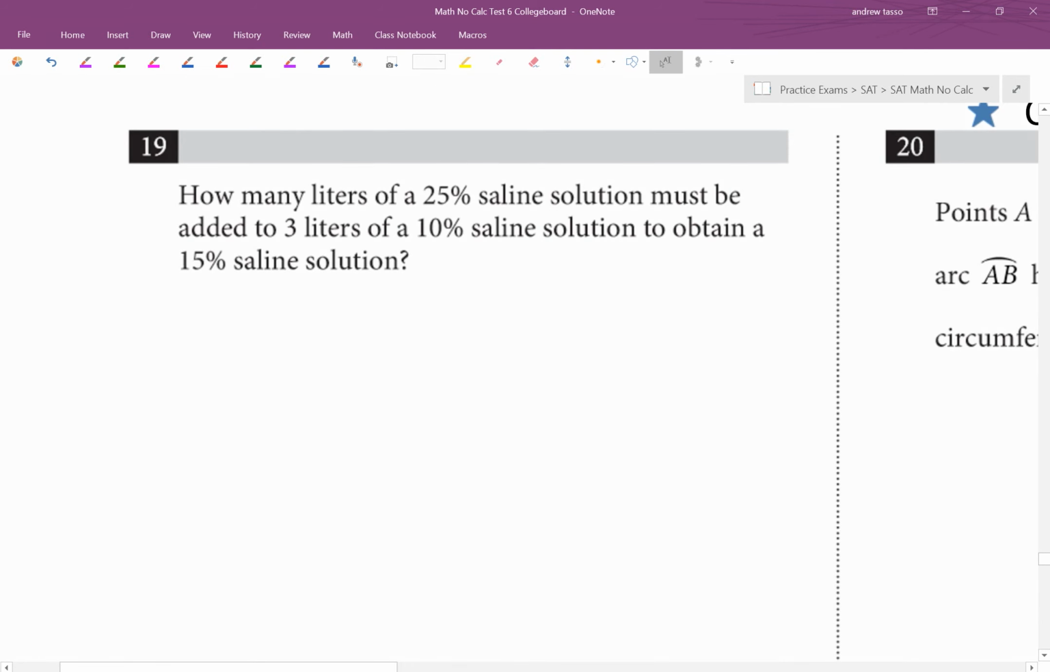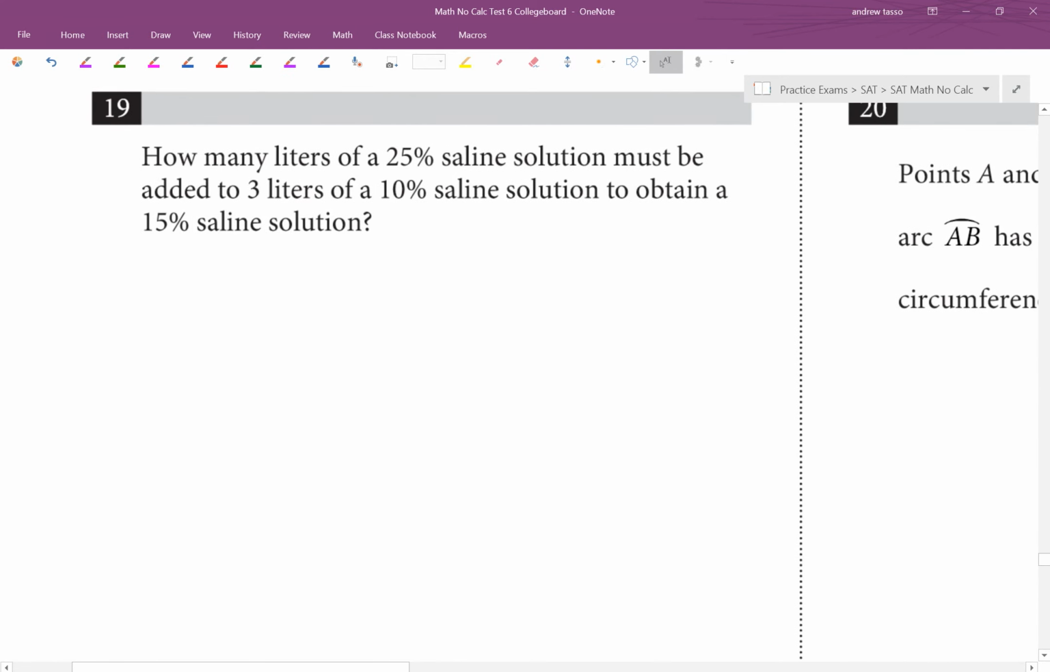Right, so how many liters of a 25% saline solution must be added to 3 liters of a 10% saline solution to obtain a 15% saline solution? Okay, so whenever it says how many liters, we can just call that X, right? So right now, what we have is a 25% saline solution, and we're going to take X liters of that. And we also have 3 liters of a 10% saline solution. And together we want that to make a 15% saline solution.